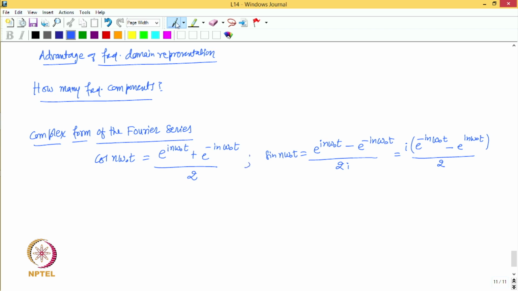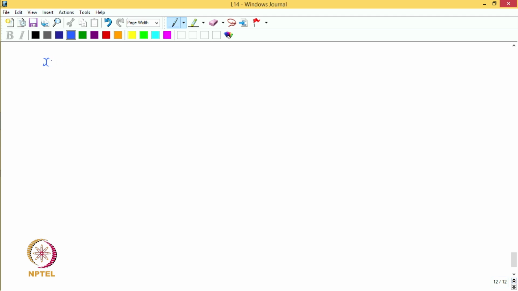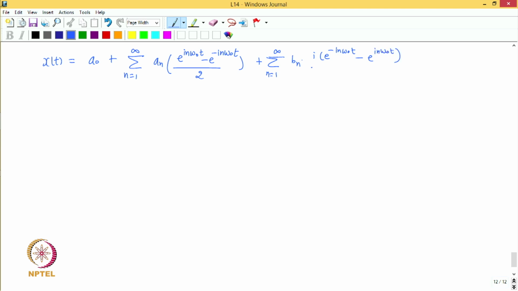Let us substitute these expressions in the trigonometric form of the Fourier series. Now we can write x of t equal to a naught plus the summation from n equals 1 to infinity of a n, and in place of cos n omega naught t we write e to the power i n omega naught t plus e to the power minus i n omega naught t divided by 2, plus the summation from n equals 1 to infinity of b n times i e to the power minus i n omega naught t minus e to the power i n omega naught t divided by 2. In this way we have substituted the expressions for cos n omega naught t and sin n omega naught t.